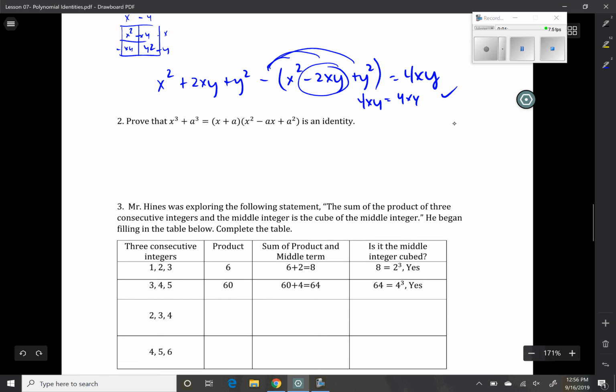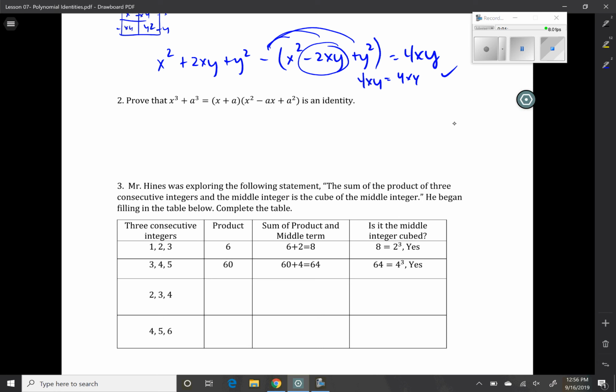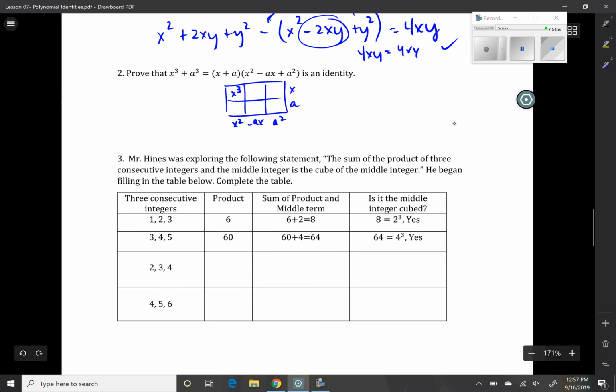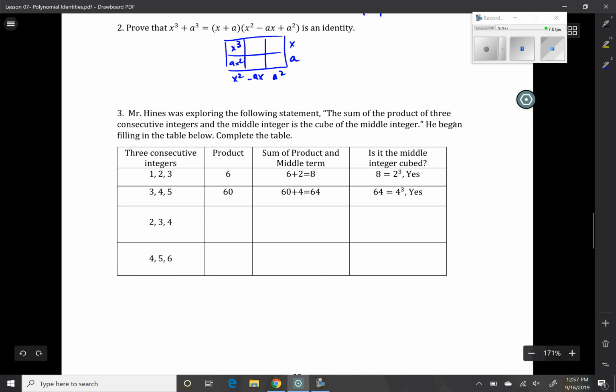So moving on to number 2. This is us proving the factoring method that we learned in lesson 6, right? The sum of two cubes. So all we have to do is on the right-hand side do some multiplying. X and A. I made it too low here, so I'll just put this on the bottom. So we have x cubed. We have ax squared, negative ax squared. So those cancel. We have negative a squared x, positive a squared x. So those cancel, and a cubed. So that's enough work to show us that this is true.